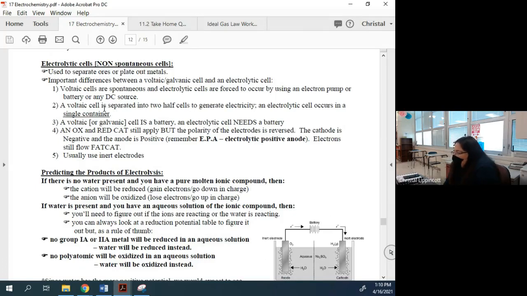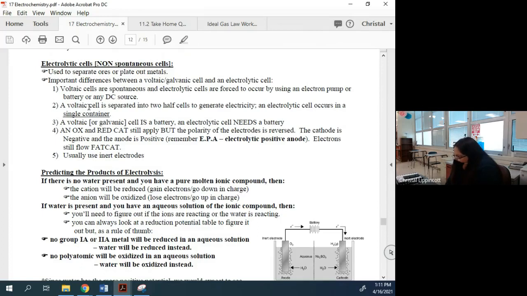Something that's important to note about voltaic or galvanic cells that we've been studying, and these electrolytic cells, which are the non-spontaneous ones: these voltaic ones happen spontaneously, okay? We set them up, we hook them up, the electrons start to flow. These electrolytic ones, though, we have to have an electron pump or something, a DC battery, electricity, something has to be in there that makes that happen.